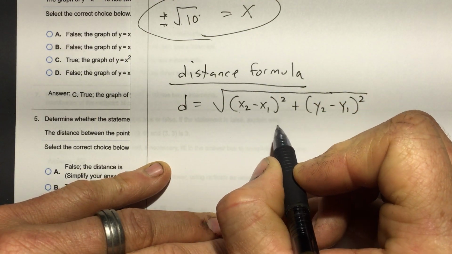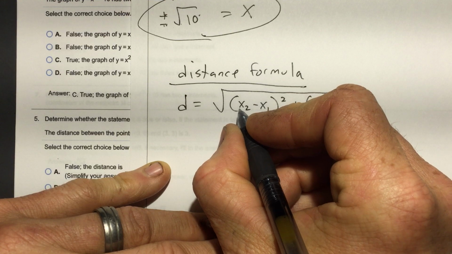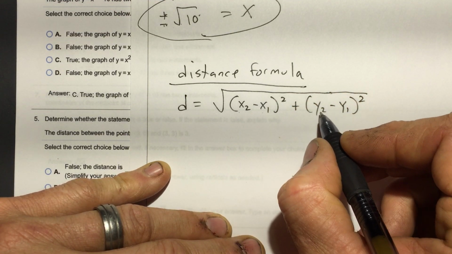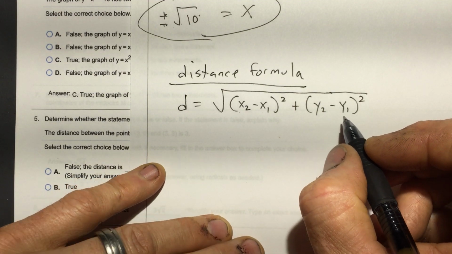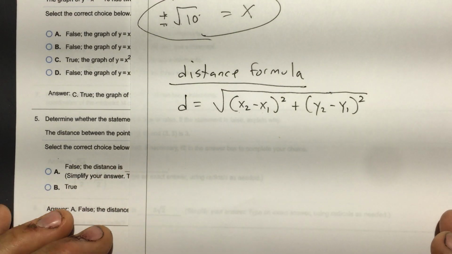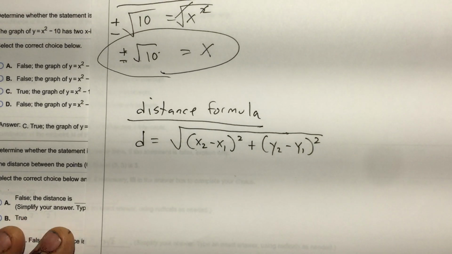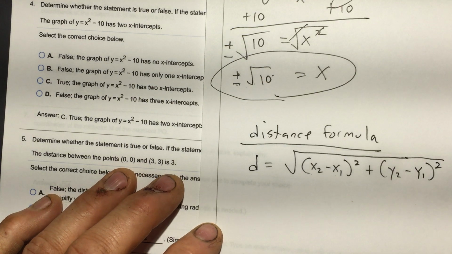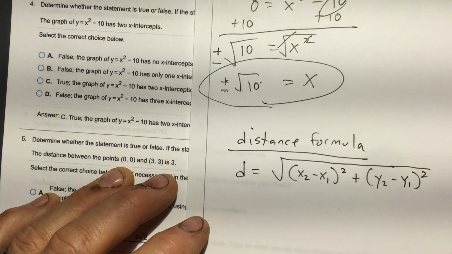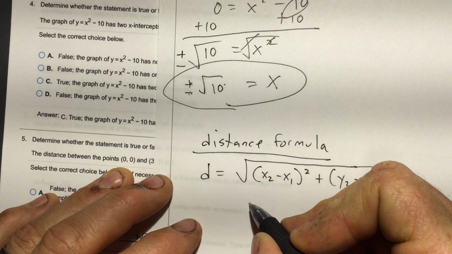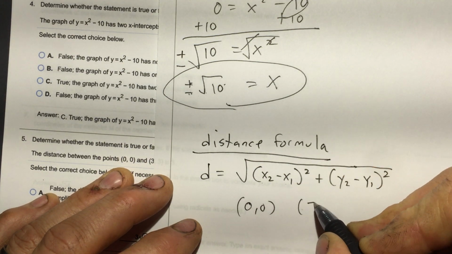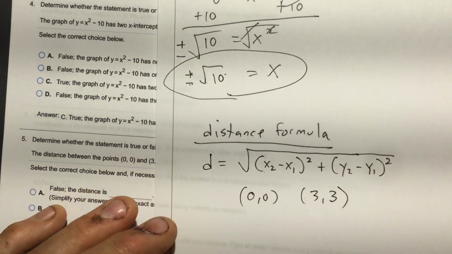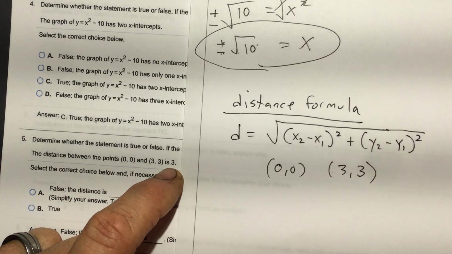Now what these numbers mean is when you have 2 points, you got an x value from the second point and you have an x value from the first point. And the same thing on y. You got a y value from the second point and a y value from the first point. And you just plug them in this formula. So we're going to do that on this problem here, number 5. We have these 2 points, 0, 0, 3, 3. Now, what is the distance between those? This says it's 3. Is that true?